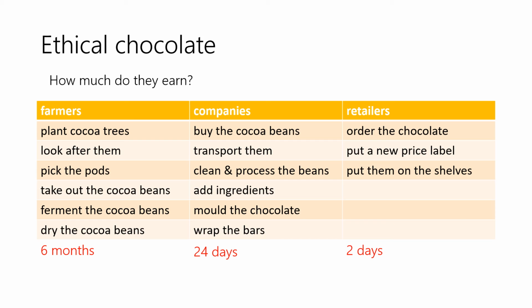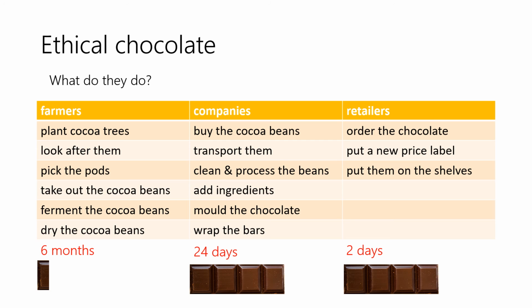Bearing in mind the effort and the time they have to put into their work, who do you think earns the most? If we had to pay them in chocolate squares, this is what it would look like. Chocolate companies and retailers earn 4 squares of chocolate and farmers only half a square. It doesn't seem fair, does it?